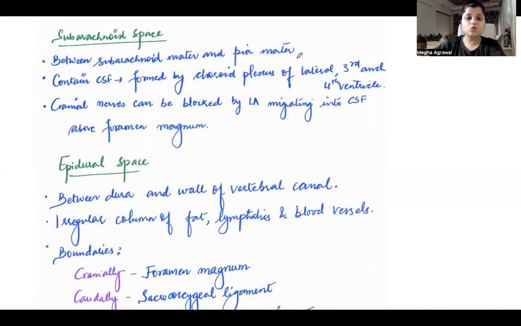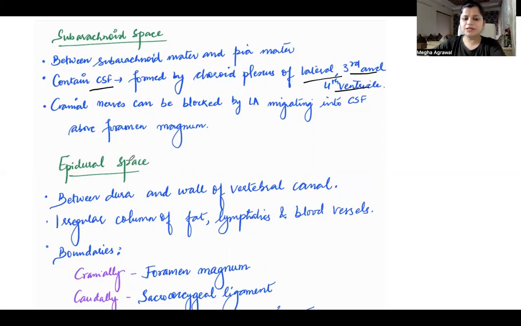So the subarachnoid space is between the arachnoid mater and the pia mater. This we have learned, the blue space in which the spinal cord is bathing. It contains CSF, which is formed by the choroid plexus of the lateral, third, and fourth ventricle. Cranial nerves can be blocked by local anesthetic migrating into CSF above the foramen magnum. Now this subarachnoid space is continuous between the head and the vertebral canal. So there is a chance of high spinal anesthesia if we do not check it properly, if we give a larger amount of drug or the position is not proper.